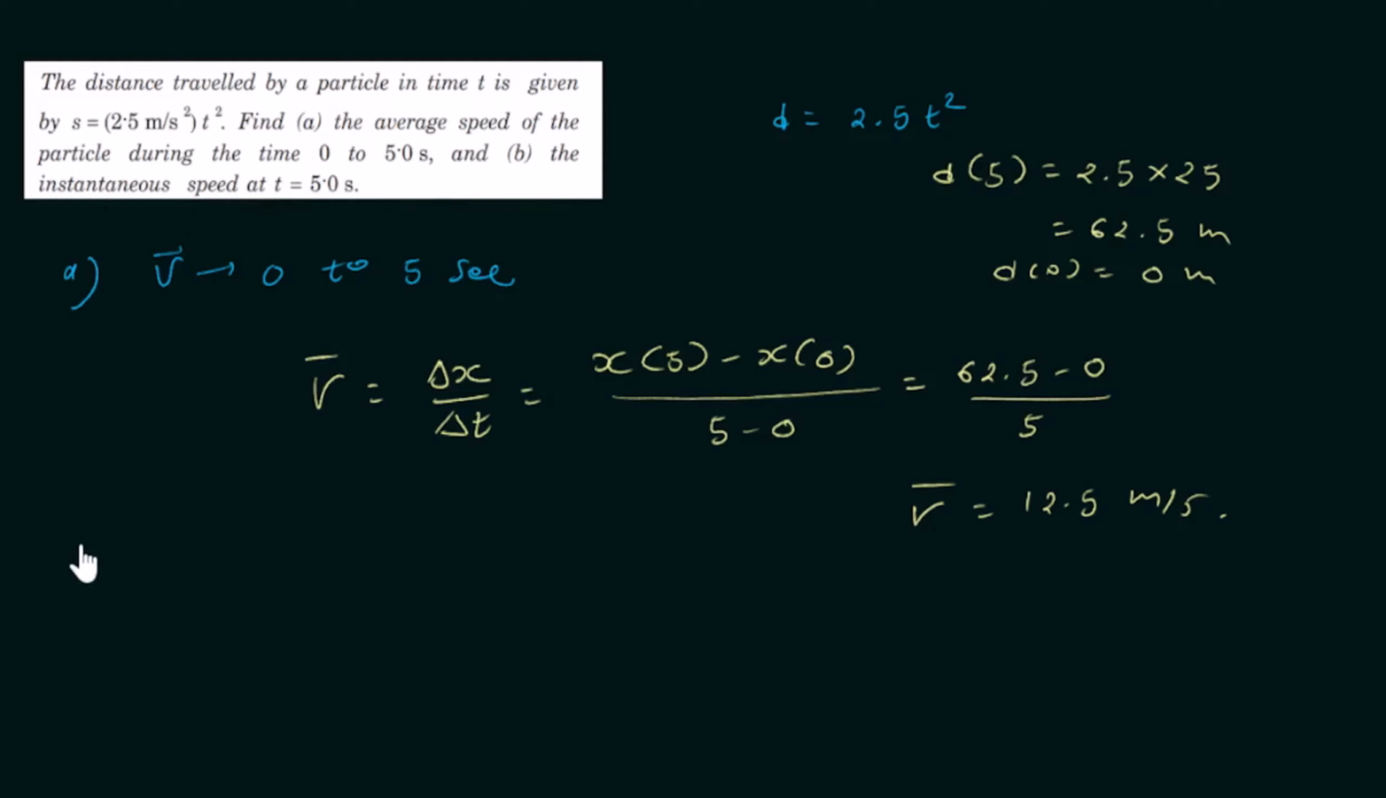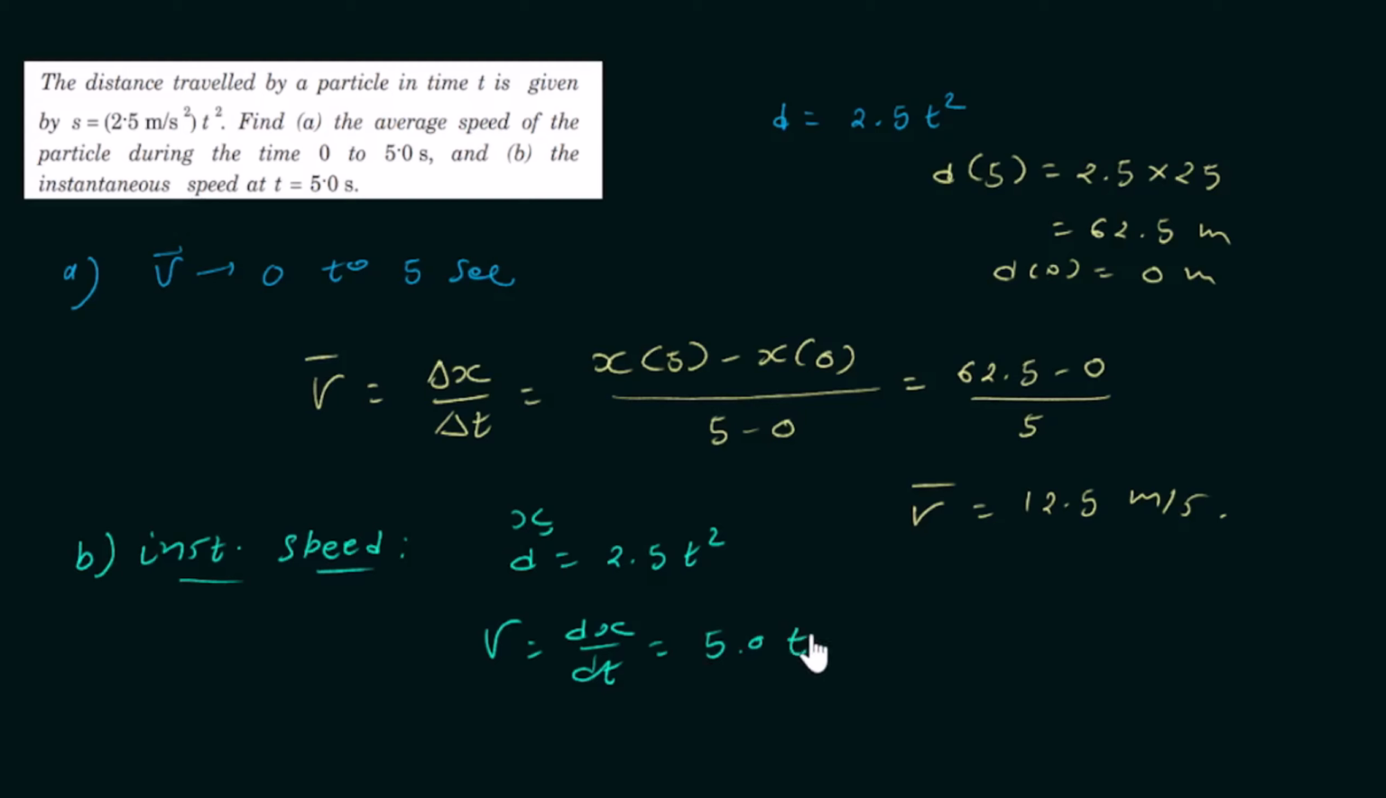The second part is the instantaneous speed at t equals 5 seconds. The distance is taken as 2.5 t square. The speed will be equal to, here I can write it as x as well. So instantaneous speed is basically dx by dt. dx by dt is basically 5.0 t. So v at 5 seconds is 5 into 5, 25 meter per second. So the instantaneous speed at the 5th second is basically 25 meter per second.